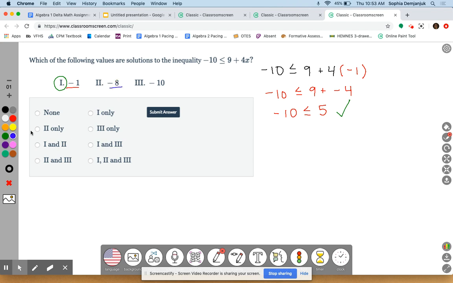I will do it again, plugging in -8. -10 is less than or equal to 9 plus 4 times -8. I know 4 times -8 gives me -32. Bring down my -10 is less than or equal to 9 plus -32. I'm going to simplify on the right side by doing 9 plus a -32, and I get -23. Bring down my -10 is less than or equal to. The more negative I get, the smaller my number is. So -23 is actually a lot smaller than -10. So this option does not work.